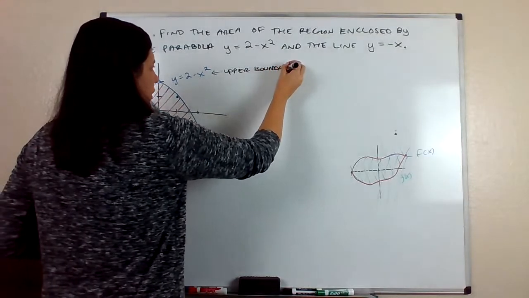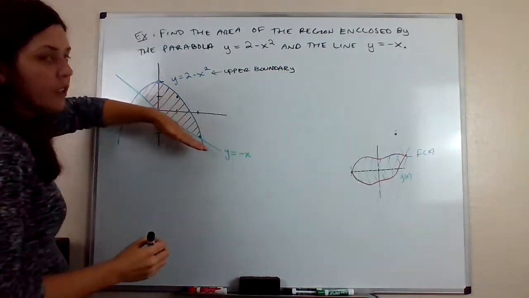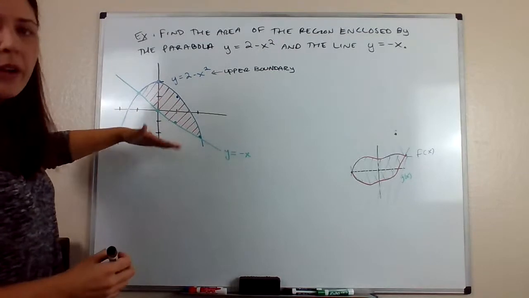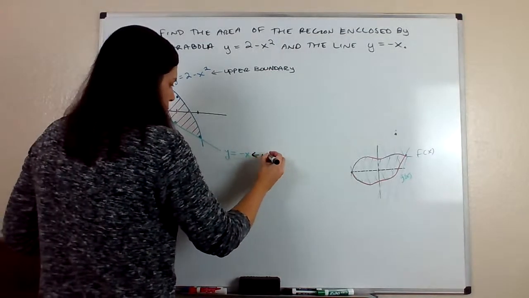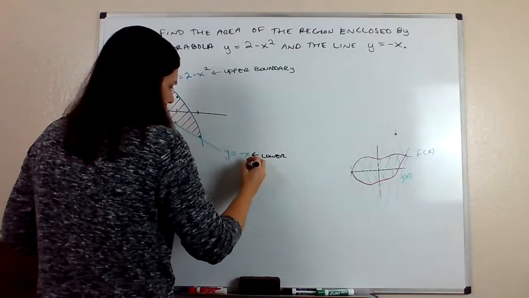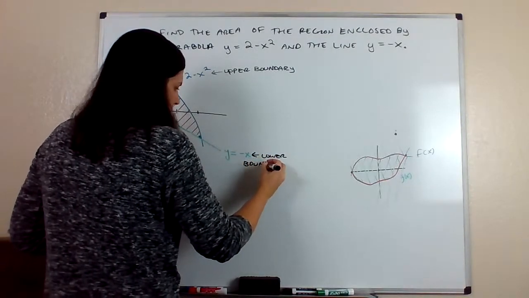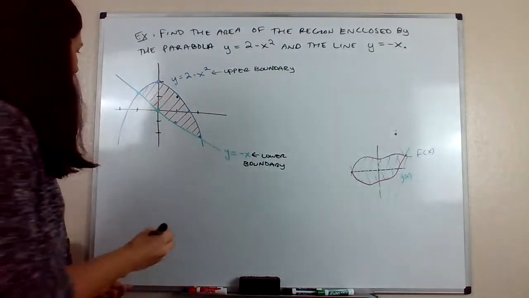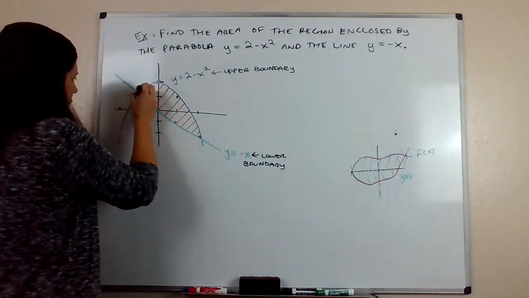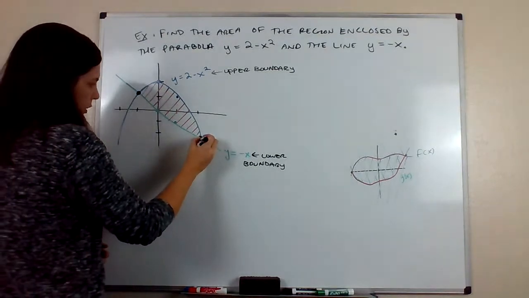And the line is always the lower boundary. It's the lower y value for our entire red region. So this is the lower boundary. And now what's left to find is the limits of integration. So I actually need to find right here what this x number is and what this x number is.